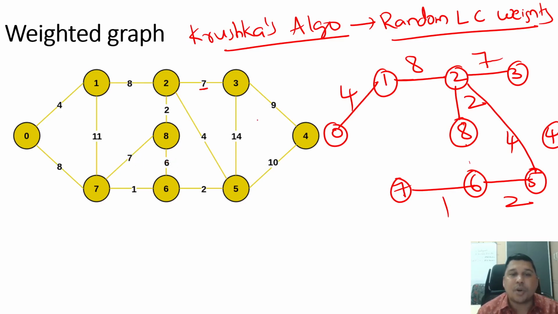Next, what is the next minimum cost one after 8? 9. Where is 9? Here. 3 to 4. Connect this. 9. That's it. We are at the end. We can see that I have connected all the vertices. I have connected all the vertices in the graph.